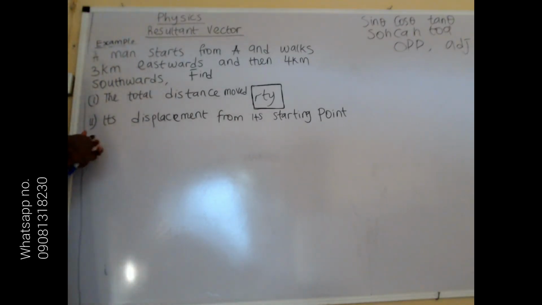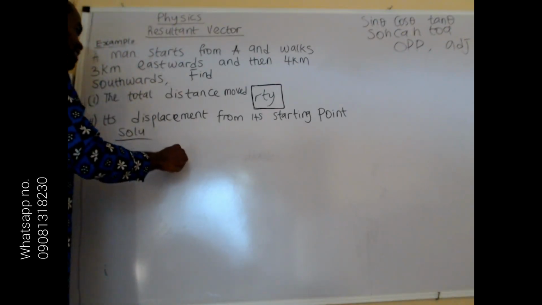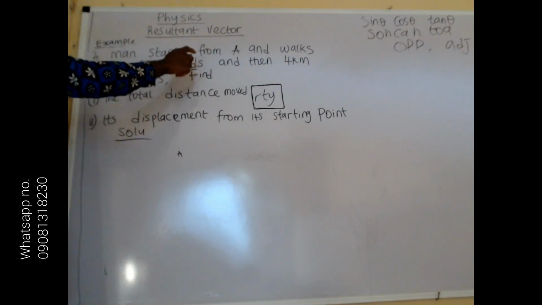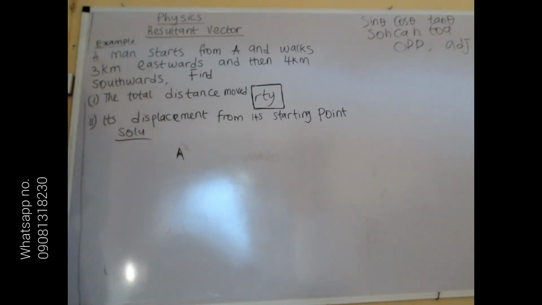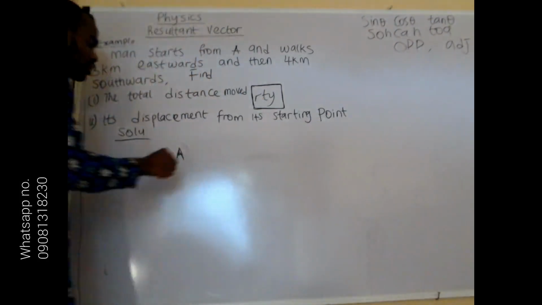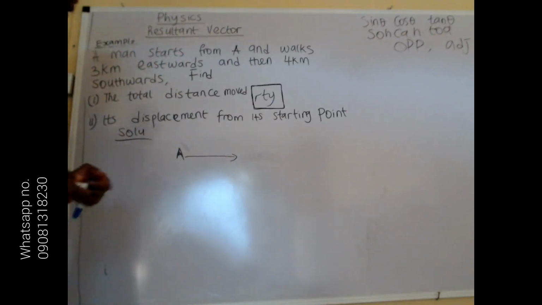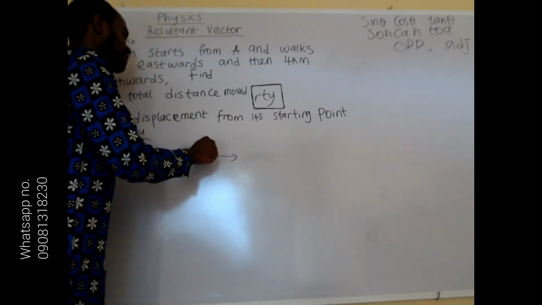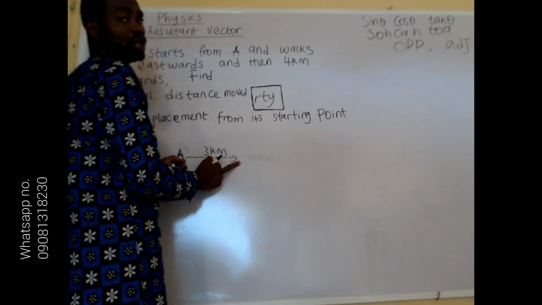So let's quickly give a pictorial illustration of the question. Let this be point A, for example. The man starts from this point A. Now, he walks 3 kilometers eastward. So this way is eastward. He moves 3 kilometers eastward, not drawn to scale, but drawn logically. So this is the initial point, and this is the terminal point or the final point.